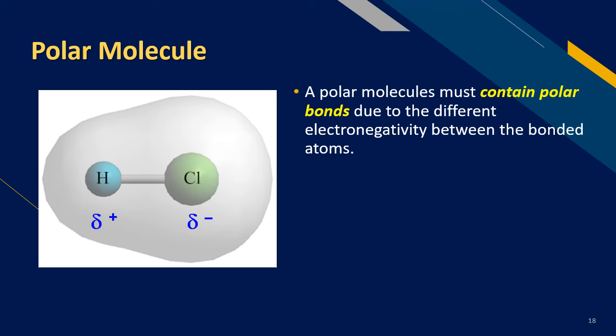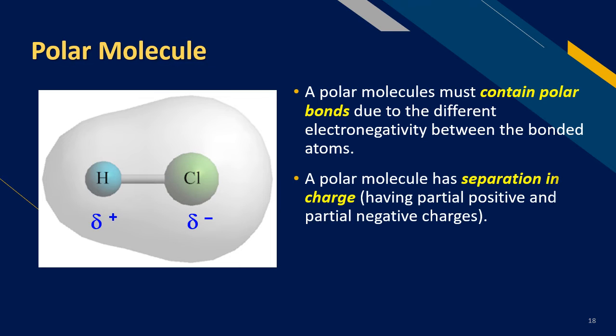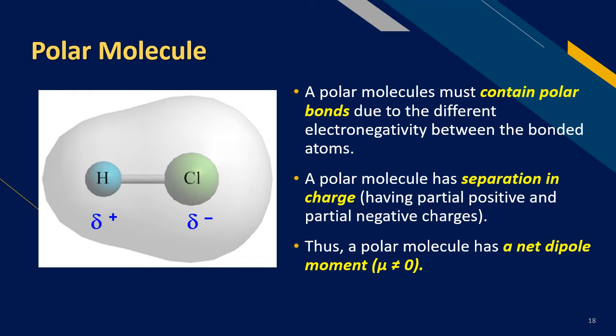A polar molecule must contain polar bonds due to the different electronegativity between the bonded atoms. A polar molecule has a separation in charge, which is having partial positive and partial negative charges. Thus, a polar molecule has a net dipole moment.